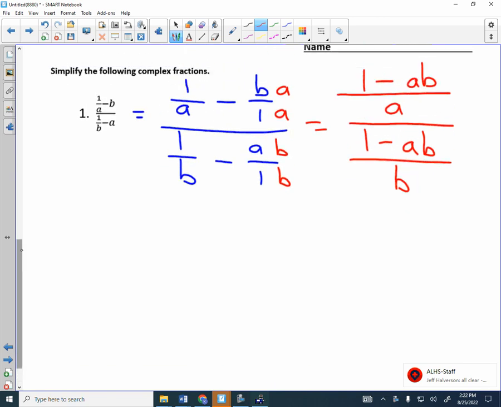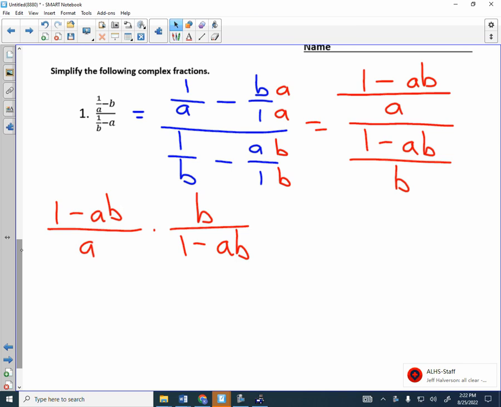It's what we did yesterday. If you have a fraction divided by a fraction, what do you do? Multiply by the reciprocal. Piece of cake, upside down. 1 minus AB over A times B over 1 minus AB. One minus AB cancels. I get B divided by A.